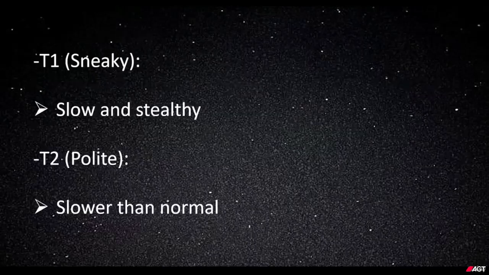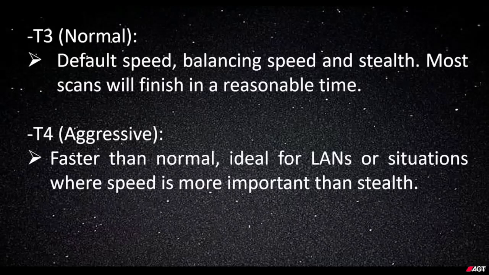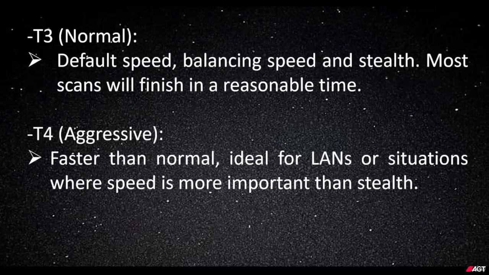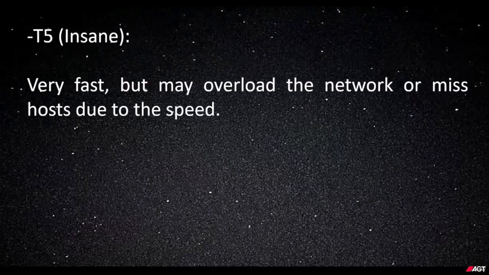Then next we have the -T1 option. So this one is slow and stealthy. Then we have T2, that is slower than normal. Then T3, that is the default speed. Then T4, that is aggressive, faster than normal. Then T5, this one is very fast, but may overload the network or miss hosts due to the speed. So if we have a larger network and we want to scan it very fast, then we can use the T5 option, but it can miss hosts due to its speed. As we are moving from T0 to T5, you can see the scanning speed is increasing.